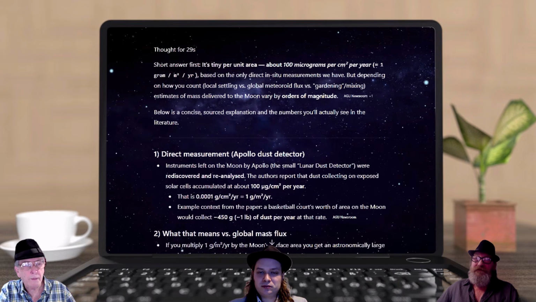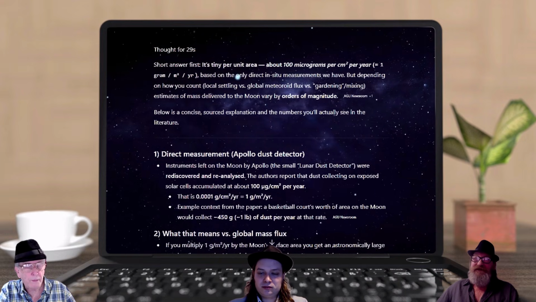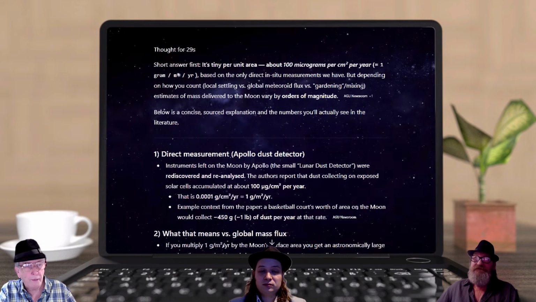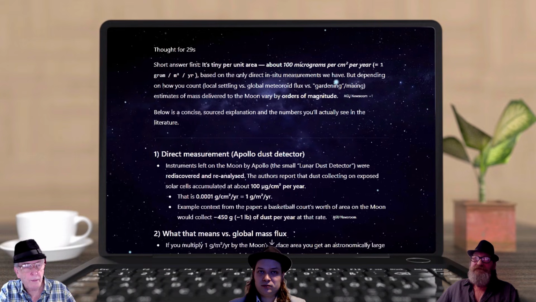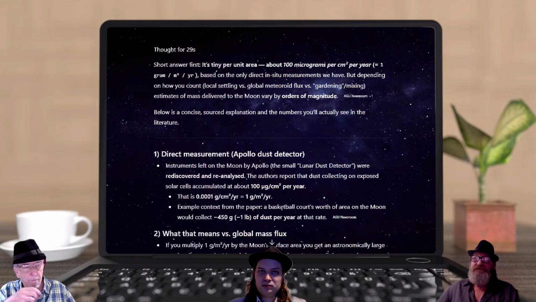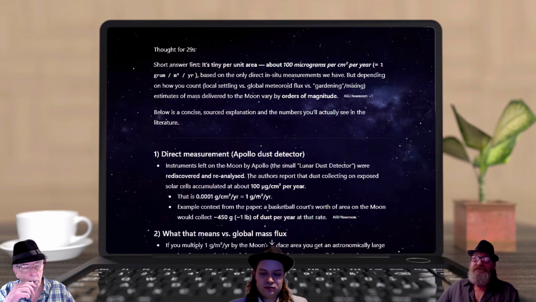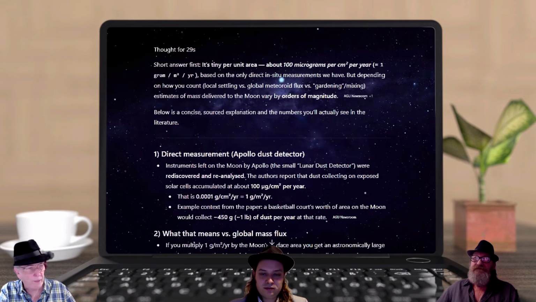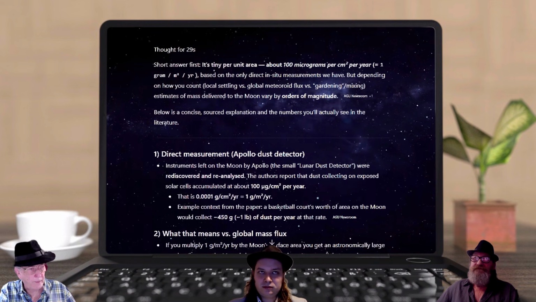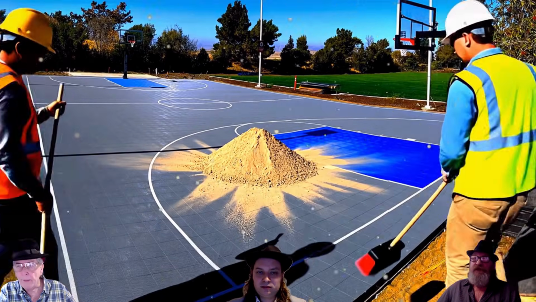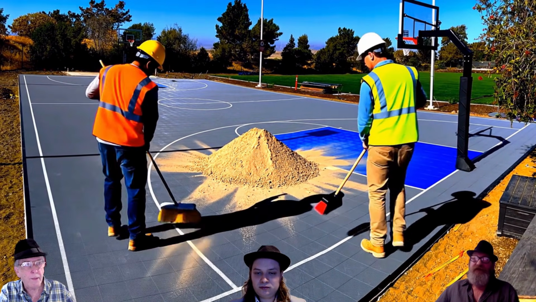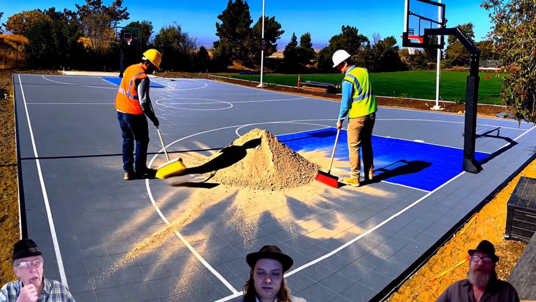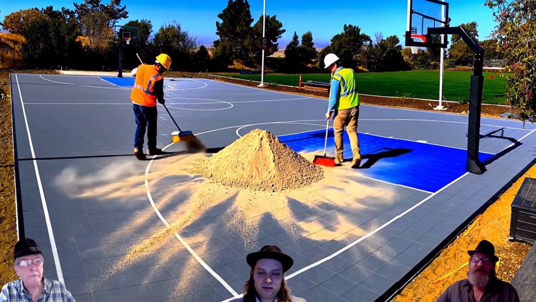Oh, and look at this. It says local deposition measured, that is, the Apollo detectors left on the lunar surface, would have 100 micrograms per centimeter squared per year, equals 1 gram per meter squared per year, equals 450 grams, that is, a basketball court of dust per year. You'd have 1 pound of dust in what, 4,700 square feet. I measured the basketball court. You would accumulate 1 pound of lunar dust every year.